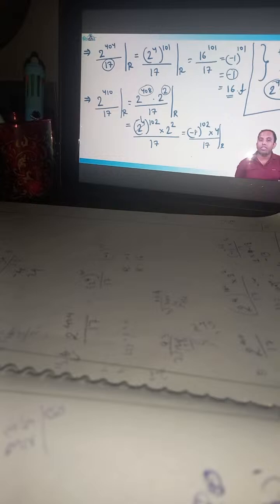So minus 1 raised to an even power is 1, and into 4 is 4. So 4 by 17, the remainder is 4 only. So 4 is the answer, right? There is nowhere a negative sign, so I don't need to convert anything. Simply 4 is the answer. Another good example of this is splitting the terms. I hope this part is clear to you, all this concept.